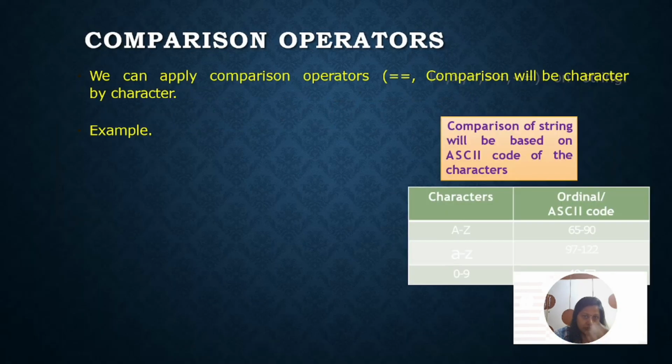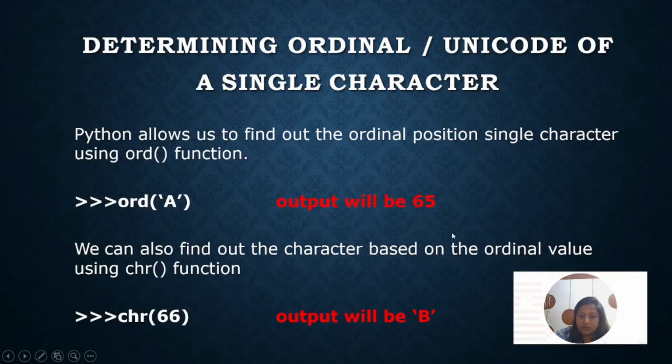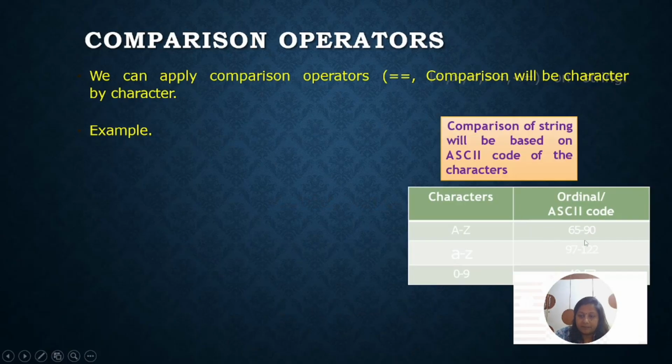Okay. Next we are going to see the comparison operator. How are we going to compare two strings? By using the double equal to, you are going to compare two strings. Here you have to remember, comparison of strings is based on the ASCII code of the characters. What is the meaning of ASCII code? Last year you must have learned American Standard Code for Information Interchange. For example, if you want to check A to Z characters, capital letters start from 65 to 90. Small letters a to z are 97 to 122. And 0 to 9 is 48 to 57.